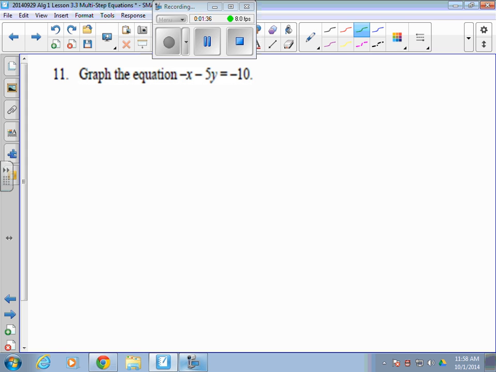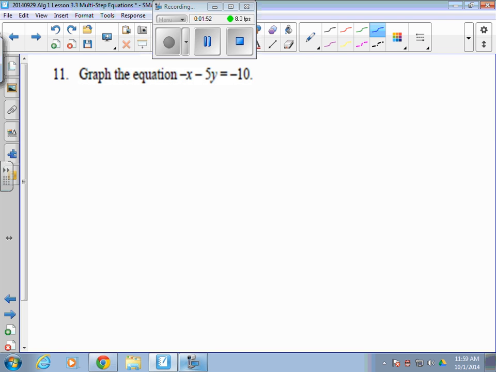Number 11 says graph negative x minus 5y equals negative 10. Notice it doesn't tell you how to graph it. So if you prefer to move it into y equals mx plus b form, it might be in your best interest. Or you can say, well, I'll graph it using the intercepts just like we just did in number 10. So do it a little quicker.